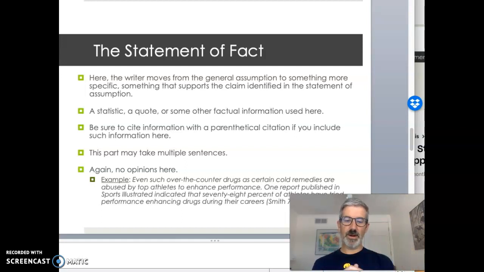If we're continuing with our example about a paper or a presentation on drug abuse with athletes, we could have this sort of thing here.